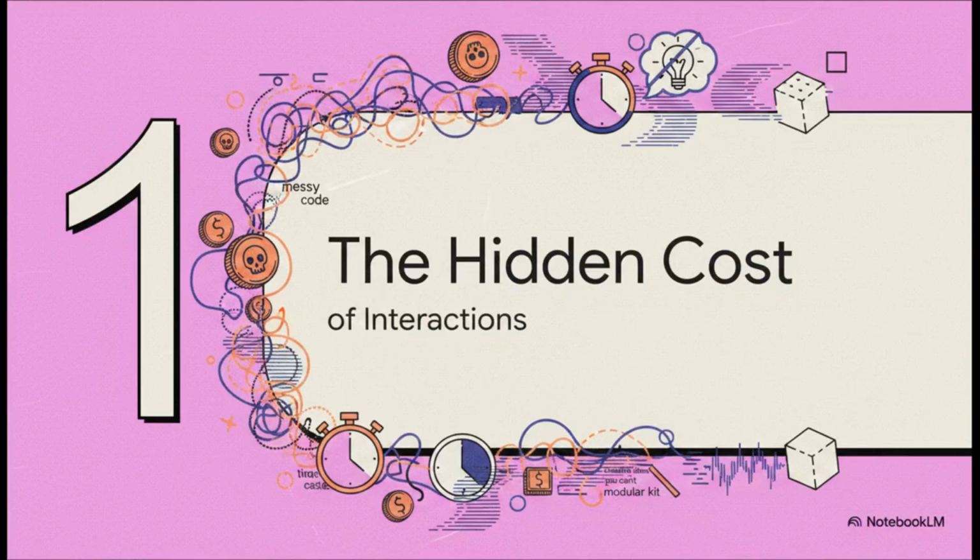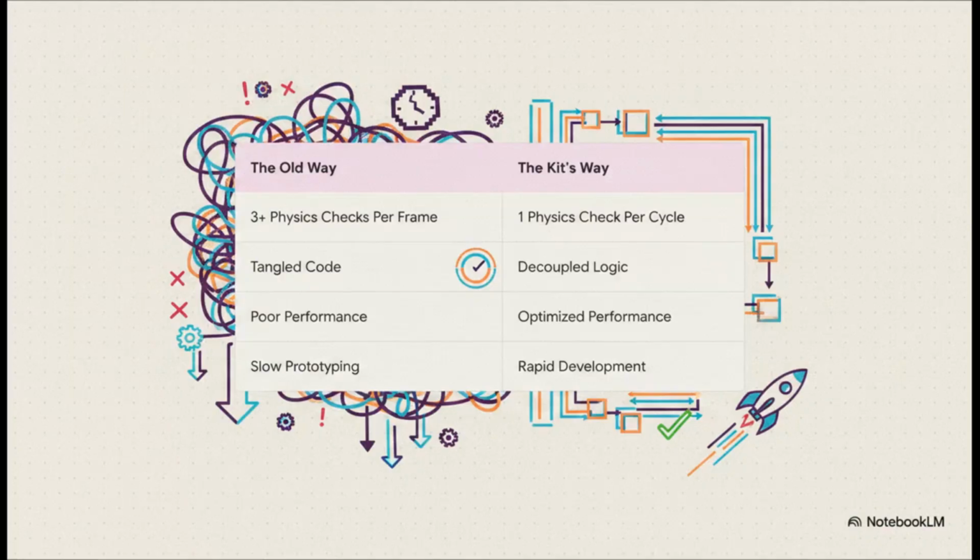And look, this isn't just about messy code. This is a real hidden tax on your game's development. We're talking about the hidden interaction cost. It's all that time you waste debugging, it's the performance you're losing, and it's all those cool ideas you can't prototype quickly because the system is just too clunky. This right here lays it all out. The old way, the way a lot of us just fall into, is doing multiple expensive physics checks every single frame. That leads straight to tangled code, poor performance, and prototyping that just crawls along.